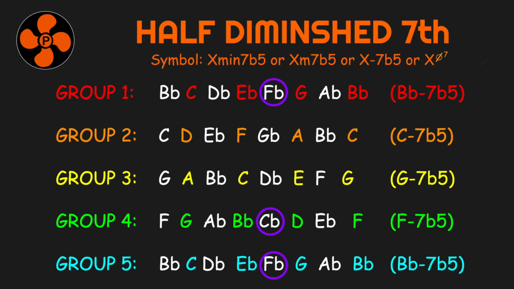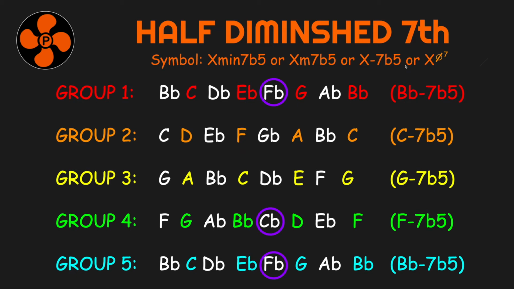The next chord that we'll discuss is the half diminished 7th chord. This one's also known as a minor 7 flat 5 chord. There are a number of symbols that represent this when you see it in your music. X minor 7 flat 5, XM7 flat 5, X dash 7 flat 5, which is my preferred way to write it, or X with a circle and a line through it and a 7. The line through the circle means half diminished.